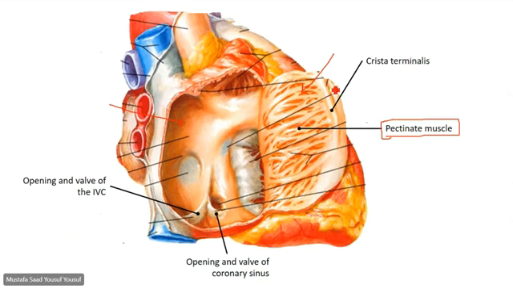Now this ridge here is the crista terminalis, the boundary between the rough part and the smooth part. If I go back to this side, it would be here, the dividing line between the rough and smooth parts. Again, here I can see the fossa ovalis, the oval depression. Here I have the valved opening of the inferior vena cava, and here the valved opening of the coronary sinus. These are all features of the right atrium.